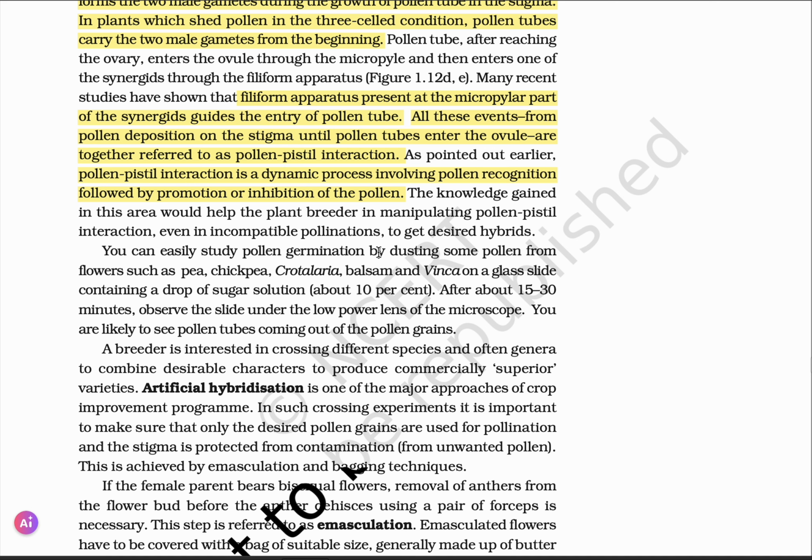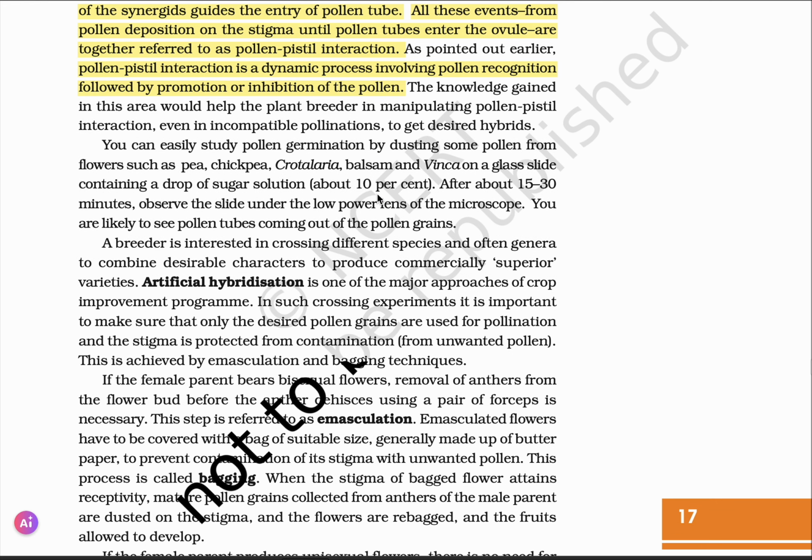So we need to remember this from an MCQ point of view, that pollen-pistil interaction is a dynamic process which involves pollen recognition, promotion or inhibition of the pollen. So this would come as an MCQ. Then the knowledge gained in this area would help the plant breeder in manipulating pollen-pistil interactions, even in incompatible pollination, to get the desired hybrid.